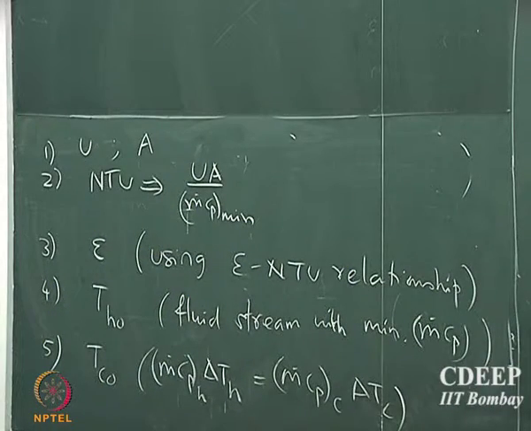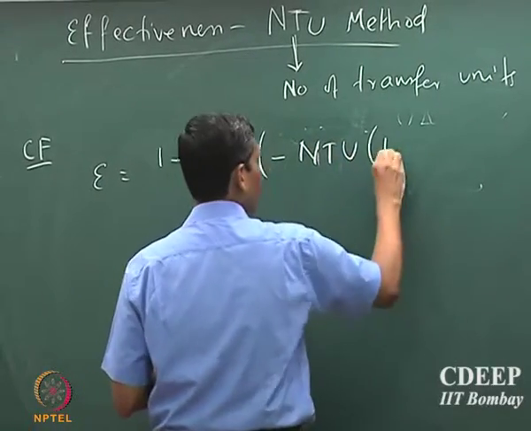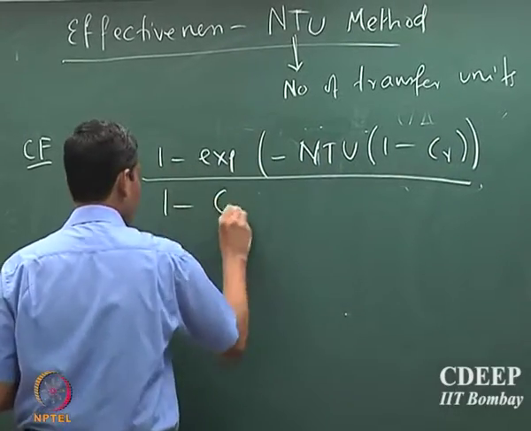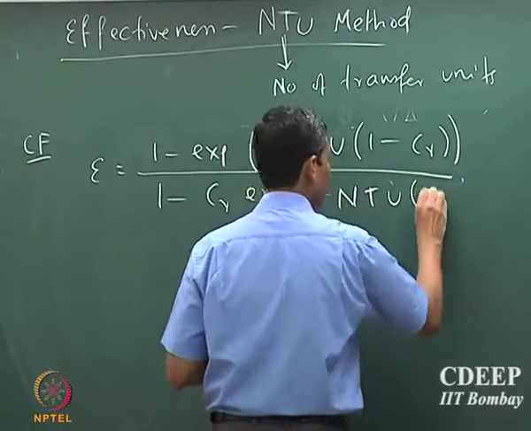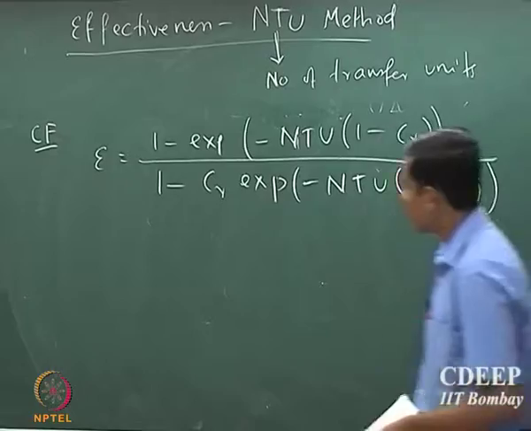Such Epsilon-NTU relations have been worked out for all kinds of configurations. In fact, I would recommend that you derive some of these and check it by yourself. I'm going to give you these expressions. So for a counter flow, epsilon is equal to 1 minus exponential of minus NTU into 1 minus CR, divided by 1 minus CR exponential of minus NTU into 1 minus CR. So that's for the counter flow, okay.